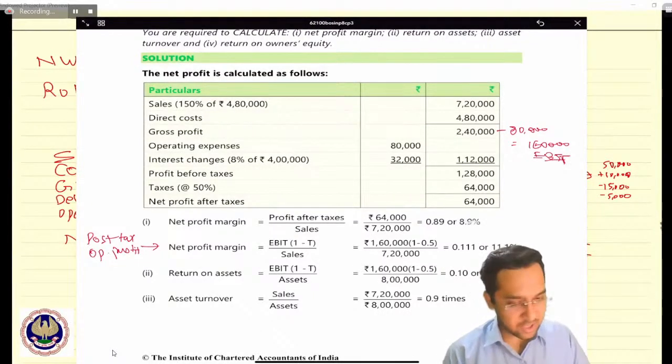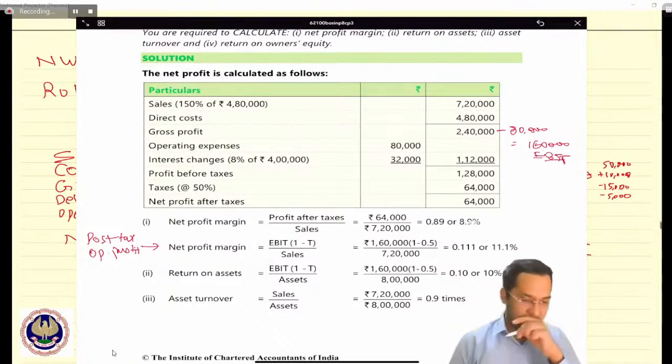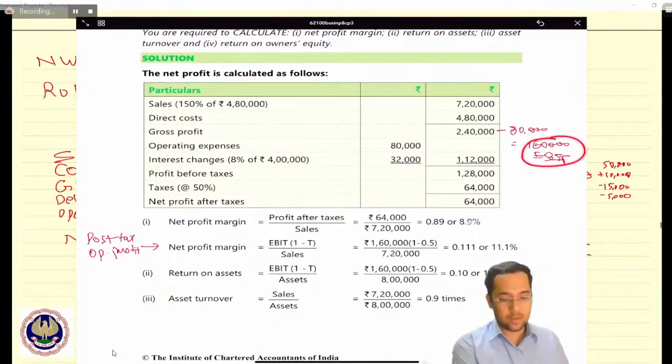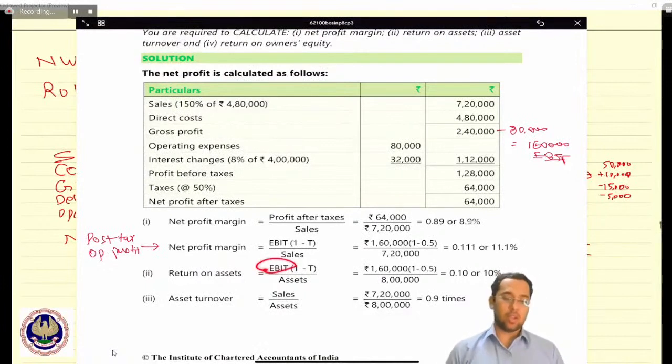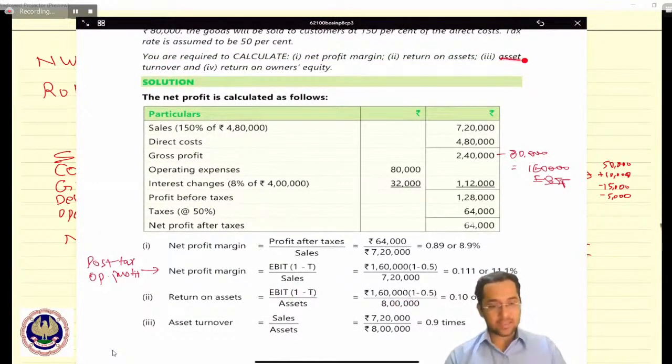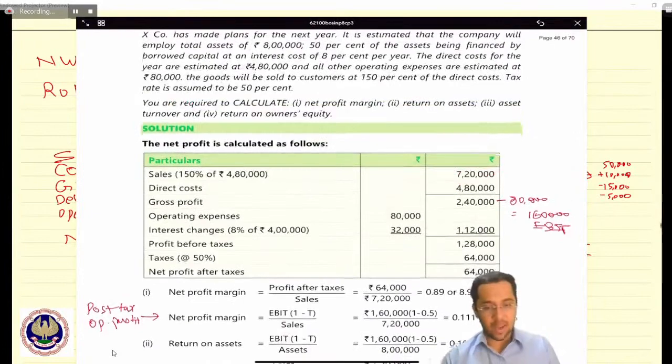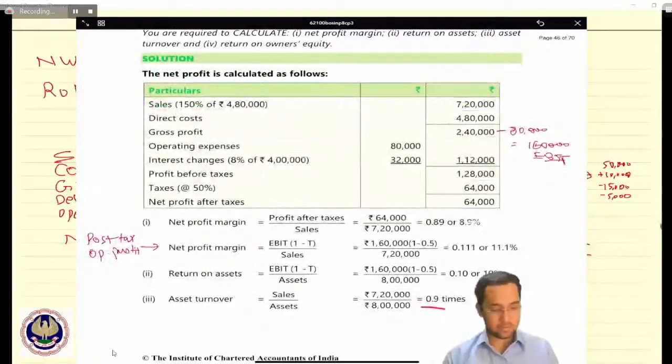How much return are we generating on the assets? For that, we take post-tax EBIT, EBIT as reduced by taxes, because if I assume that the entire earnings that we have is attributable to our shareholders, we take only that into consideration. EBIT (1 minus T) upon the assets, that is 10%. Then asset turnover. Asset turnover is simply, as I told you, sales upon assets. We have the sales figure, and asset value is anyways 8 lakh given to us. It's 0.9.